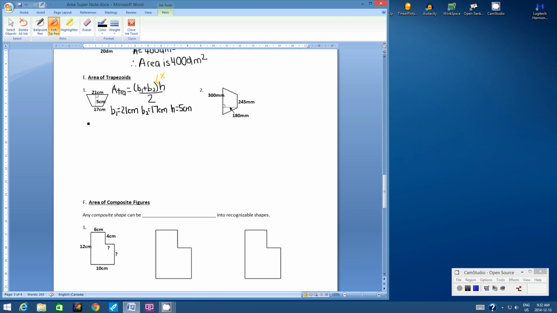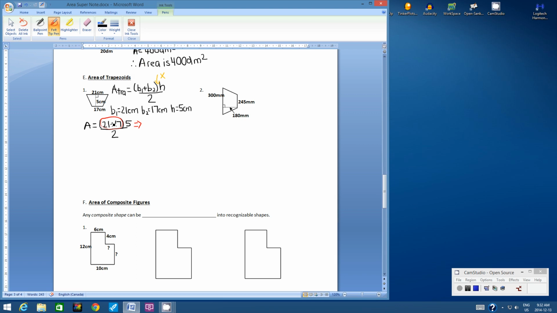Okay, line number 3, substitution. Area equals, so let's put the bracket in. Base 1 is 21 plus 17, times the height, which is 5, all over 2. Okay, so in terms of the rules of BEMDAS, we have to do this step first because it's in the brackets. So let's continue our calculations here.